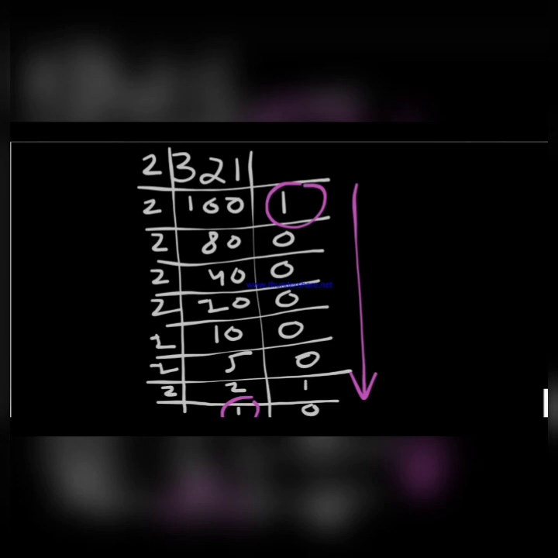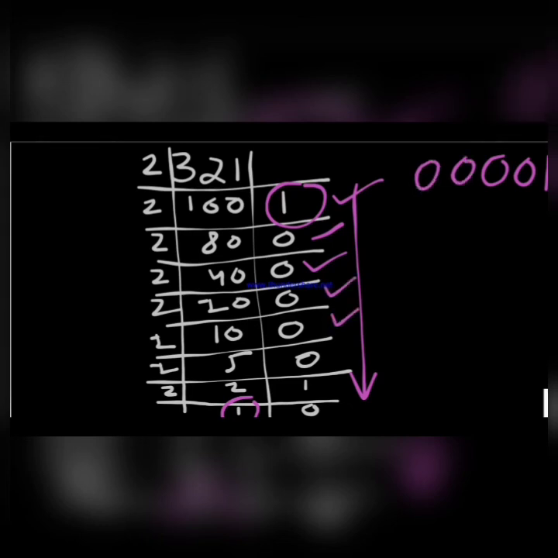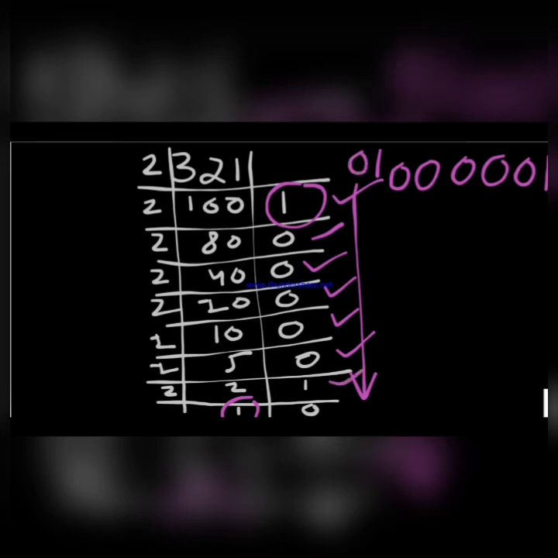So, let's count the number. 1, 0, 0, again 0, 0, 0, 1, 0, and 1. So this is how we write.